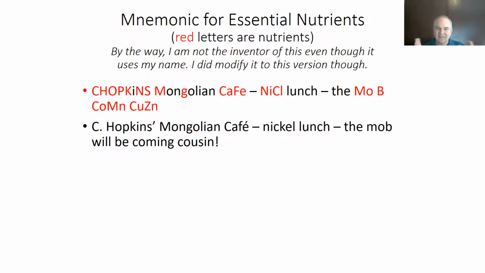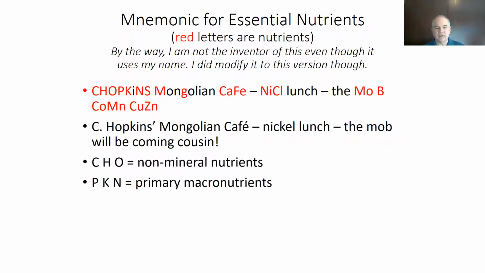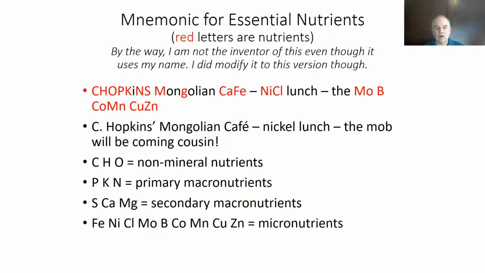And so if you look at that, the red letters are the nutrients. And so if you're having trouble remembering these nutrients, I think this can be kind of helpful. Let's just kind of walk through it. The first three, CHO, are non-mineral nutrients. The next three, PKN, are primary macros. Sulfur, calcium, magnesium, secondary macros. And then the next group are the micronutrients. So not only are they listed in the mnemonic, but they're listed in the order of those categories, which those categories are important to know.